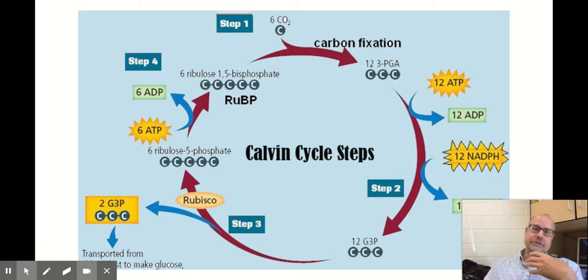The beginning of the Calvin cycle is, through carbon fixation, to take those 36 carbons and turn them into 12 3-carbon PGA. So 12 3-carbon molecules. And then you start spending your energy. You spend 12 ATP. Remember I told you that ATP is the energy currency of the cell. It's the energy by which all activity in the cell is done.